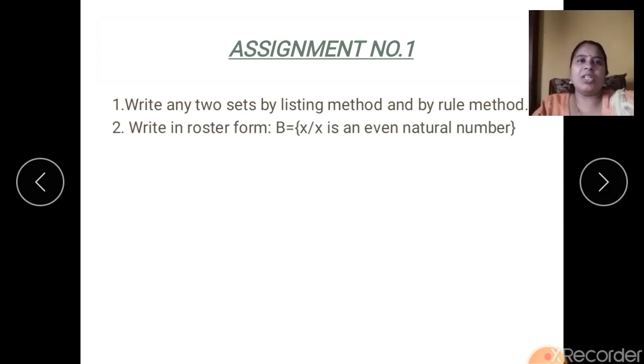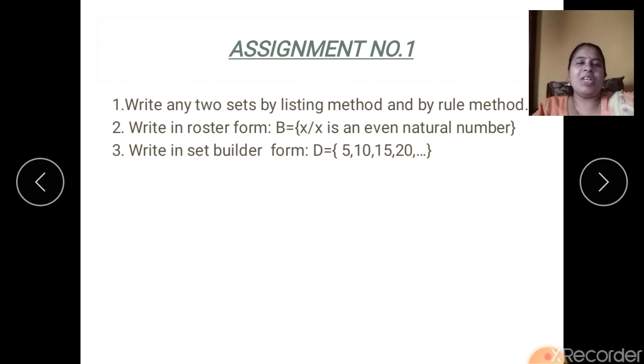The second question is: write in roster form, x is an even natural number. Now I have defined my set. You write it in roster form. Next one is: write the following in set builder method. Now set builder method, I have given a particular property to these elements like 5, 10, 15, 20. Till now you must have understood what these are, and then using that property you have to write it. So you try it on your own.